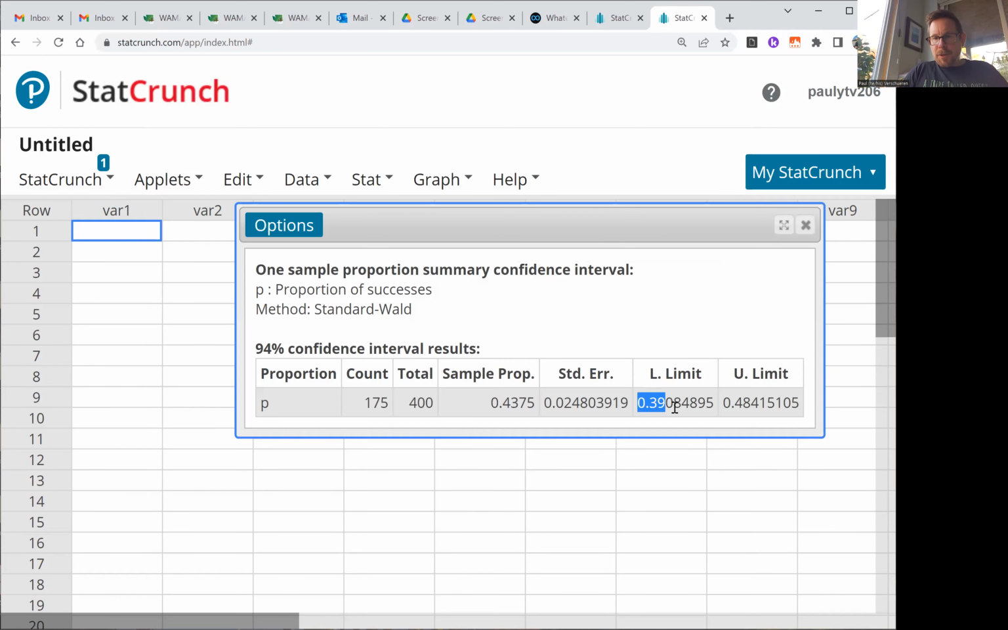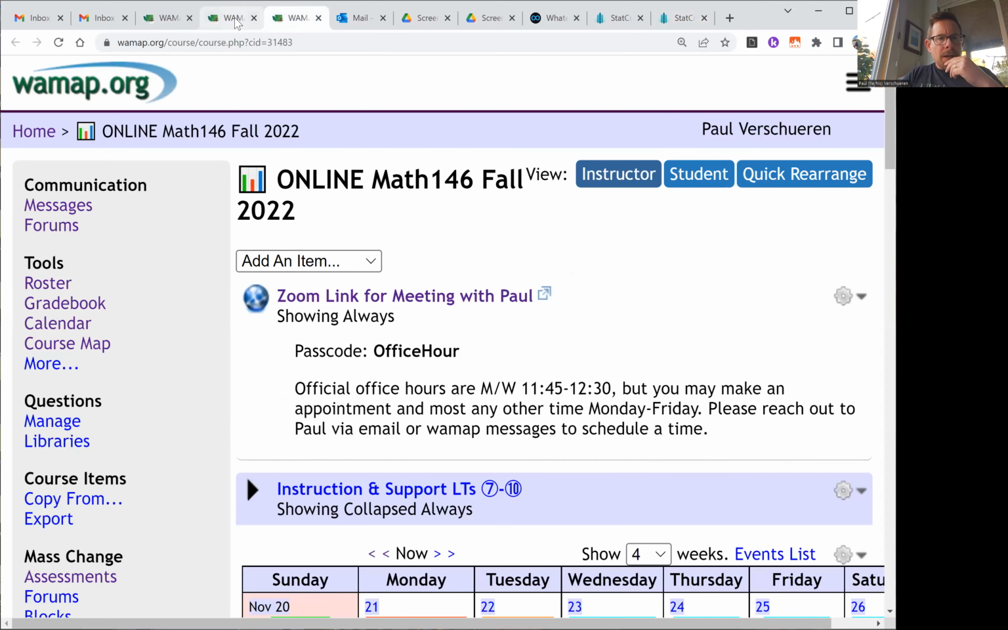And so these are the numbers we want, the lower limit. Really what that says is, based on that sample, for that given sample size, we know it might not be 43.75%, but we're pretty confident, 94% confident, that the population proportion is a value between 39.1% and 48.4%. So let's look back and see how they want us to answer that.